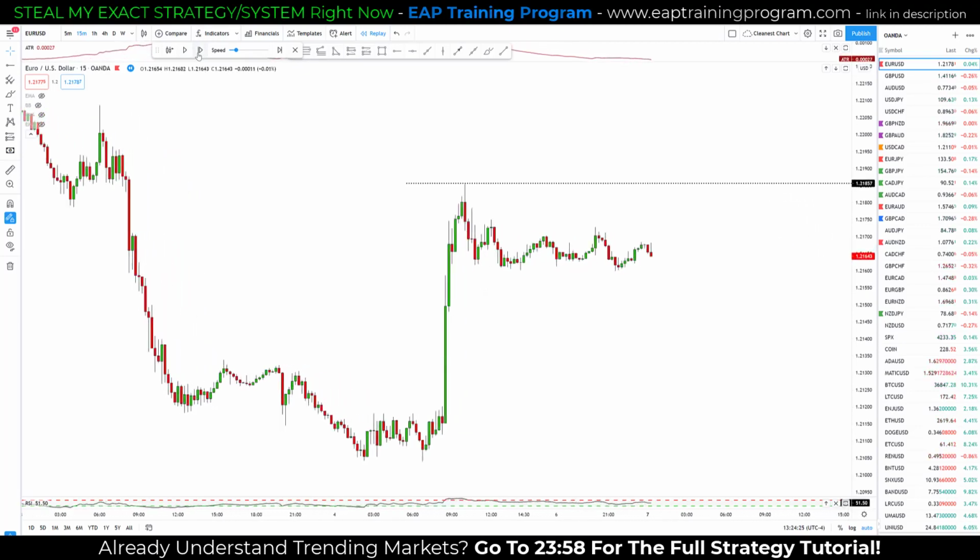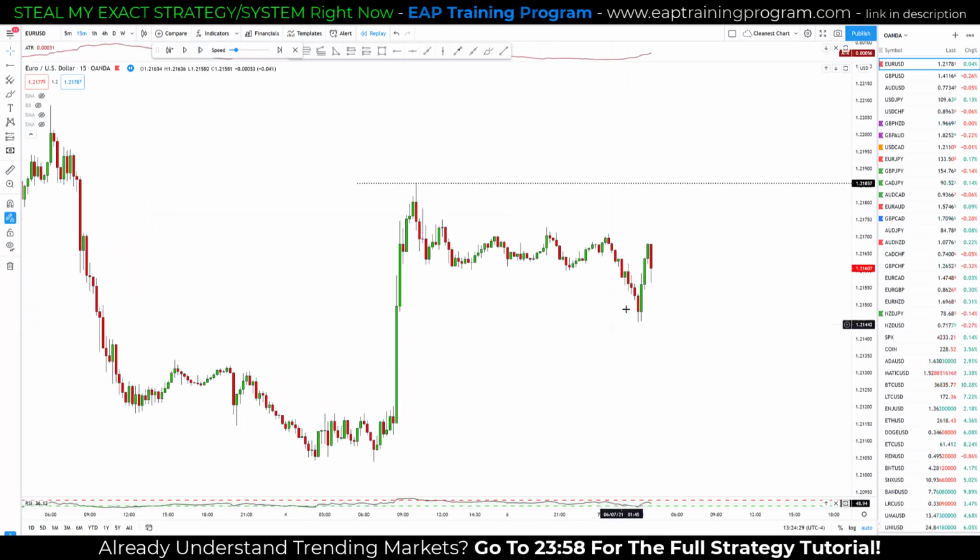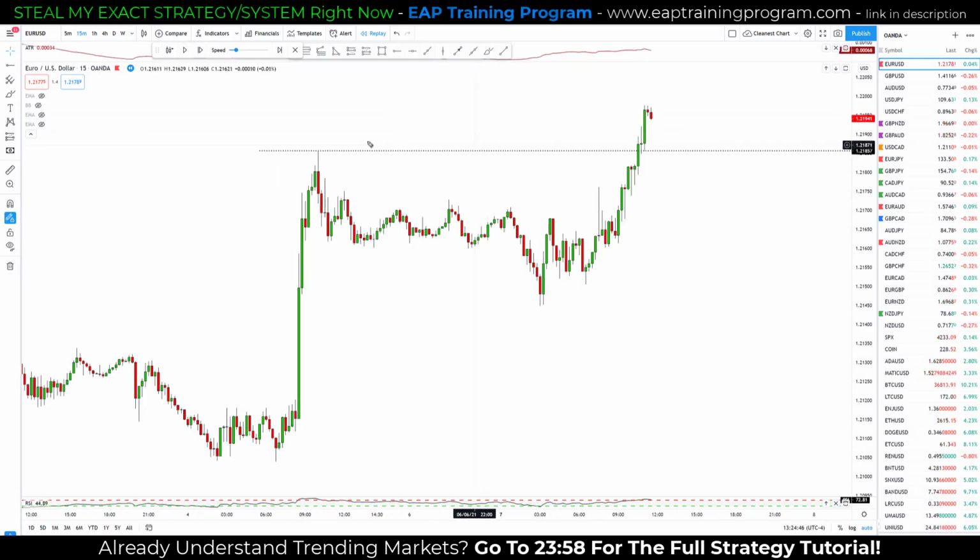As you can see, we eventually drop down even lower at this point. So now we still can't consider this the bottom of a pullback. The reason being, we haven't broken above this level. So we still have to wait and see if we can eventually break through this previous resistance level. Once we get a break through that previous resistance level, then we know we have a major swing level.